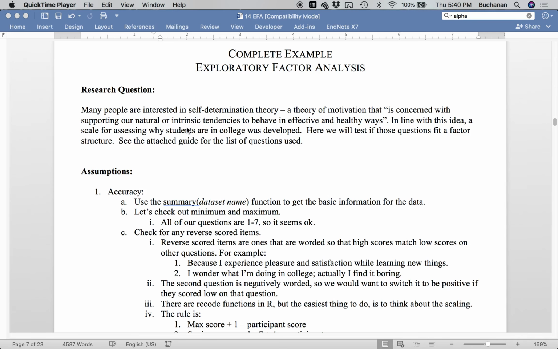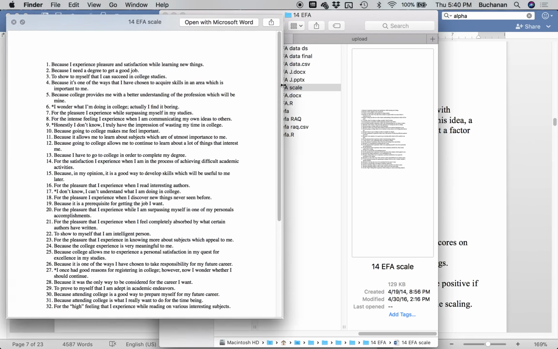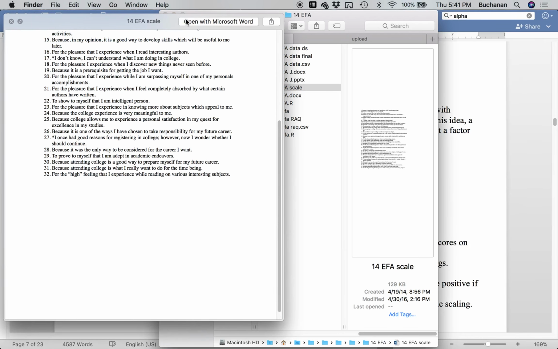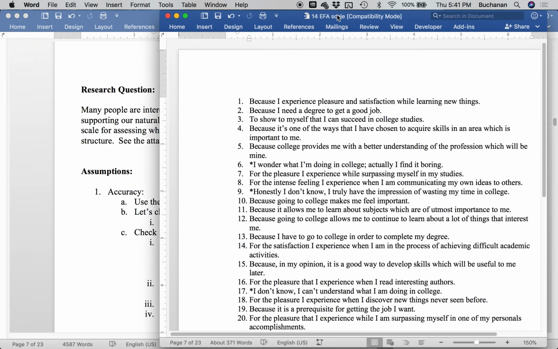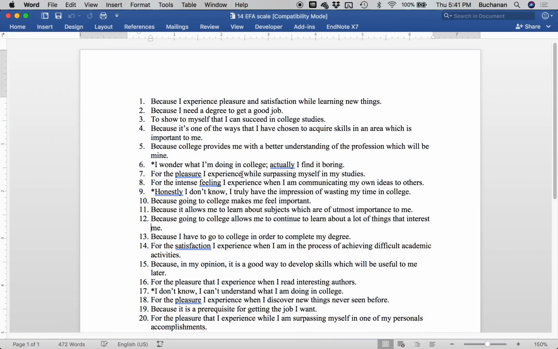So a scale was developed that assesses why people are in college. And we're going to test if those questions fit some sort of factor structure. Those questions are available online through this EFA scale document. It is a 32-item questionnaire that has a lot of questions like "I wonder what I'm doing, find it boring." The starred ones are reverse coded, because "I need a degree to show myself I can succeed," etc.